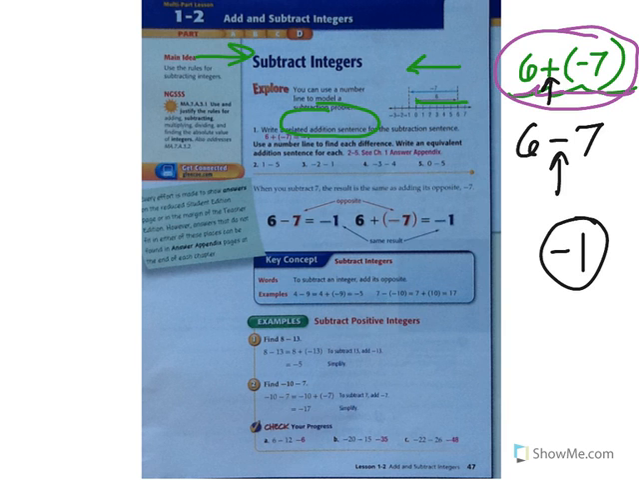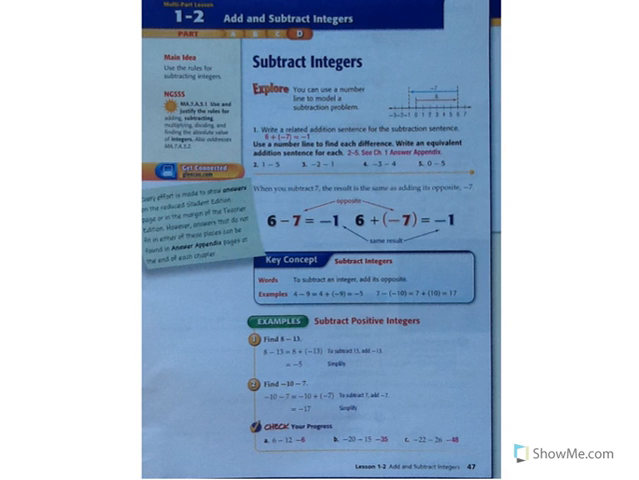Okay, let's skip down to right about here. When you see subtract 7, the result is the same as adding its opposite. Clear. 6 minus 7 equals -1 is the same as 6 plus a -7, which equals -1. Exactly what I just said. So subtraction is the same as adding its opposite or adding a negative. Good, and I'm glad to make that point here. Subtraction is the same as addition of a negative.